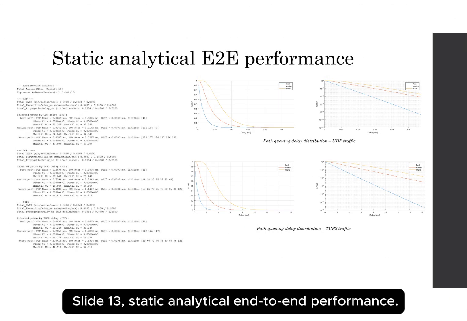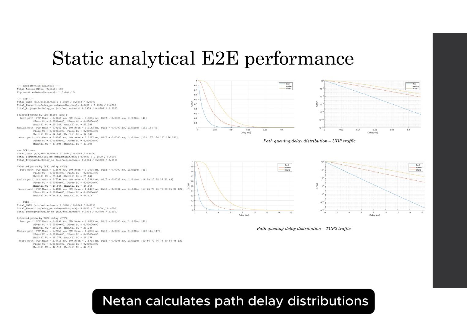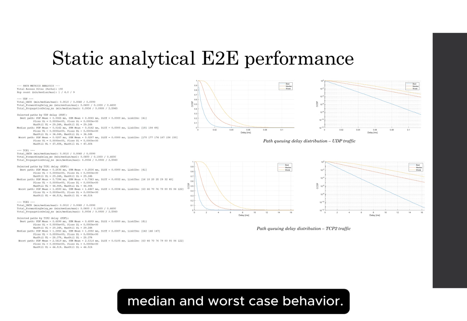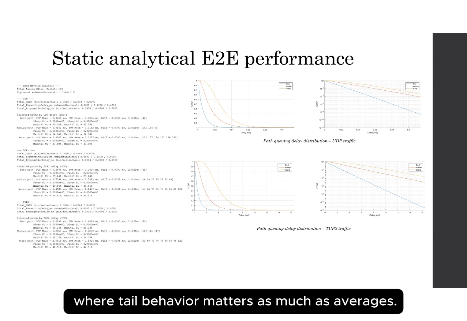Slide 13, static analytical end-to-end performance. Here we move from individual links to end-to-end paths. NETAN calculates path delay distributions for different traffic classes, showing best case, median, and worst case behavior. This is particularly important for services with strict latency requirements, where tail behavior matters as much as averages.